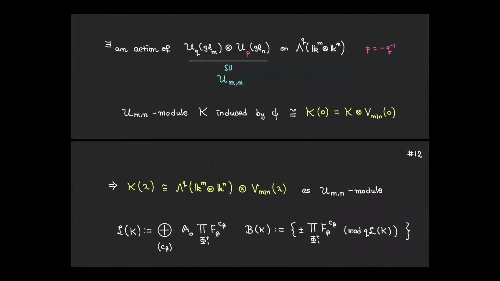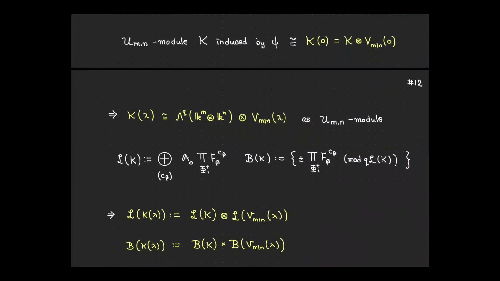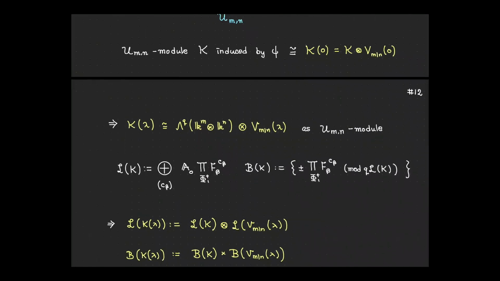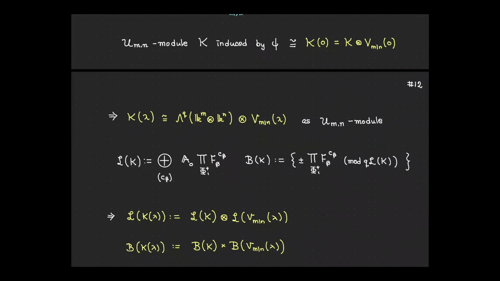Then we can also check that our K(lambda) is actually isomorphic, as a module over this Levi subalgebra, to the tensor product of this q-deformed exterior algebra and the polynomial representation.